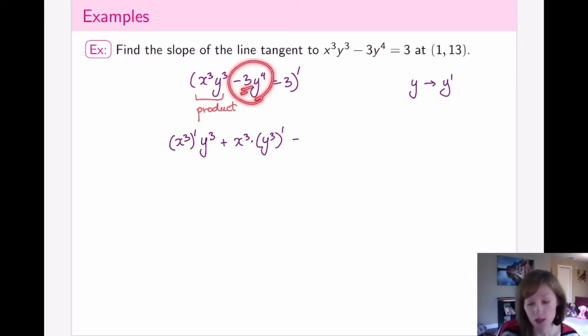So this minus 3 is just a constant. I can leave it alone and then take a derivative of y to the fourth. And the 3 on the right-hand side just turns into 0. Okay, and now let me actually go through and take those derivatives.